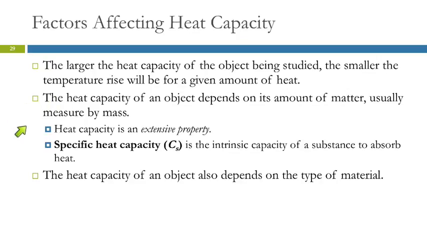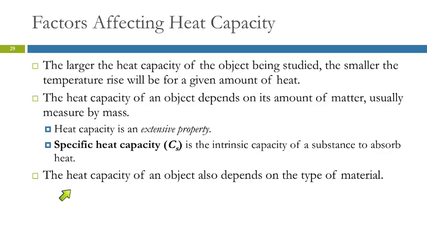The heat capacity depends on the amount of matter, and that's usually measured by mass. So heat capacity is something that depends on how much stuff you have. That makes it an extensive property. Makes it a not so useful property also, because it's going to be different for all kinds of different things. So we use what's called a specific heat capacity. That is often symbolized by C sub S for specific heat capacity, and that's the intrinsic capacity of a substance to absorb heat. That is an intensive property and does not change with the amount of substance.